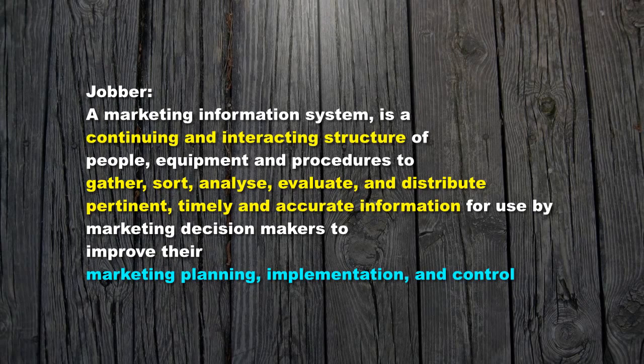A marketing information system is a continuing and interacting structure of people, equipment and procedures to gather, sort, analyze, evaluate, and distribute pertinent, timely and accurate information for use by marketing decision makers to improve their marketing planning, implementation, and control. If we define them carefully, both in fact are referring to the same idea.